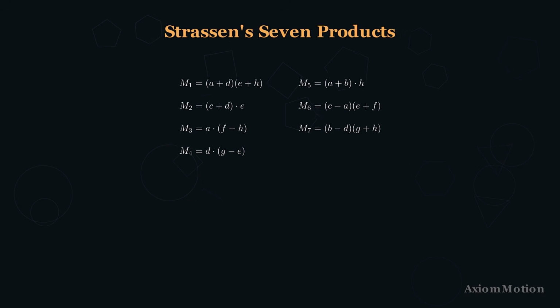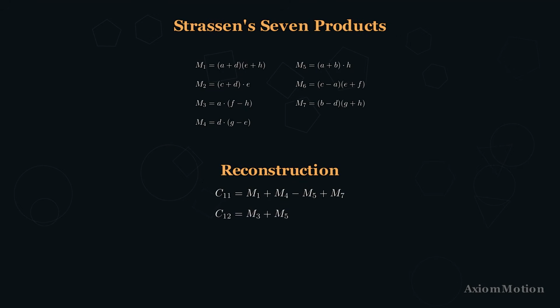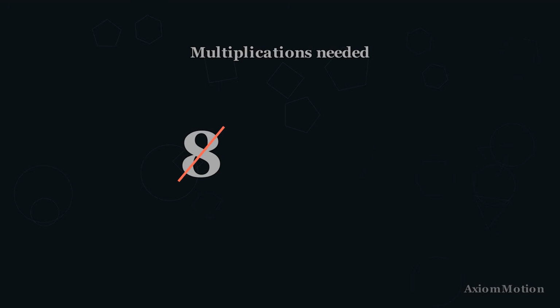Now here is the magic. From these 7 products, you can reconstruct all 4 entries of the result matrix. The top left entry equals M1 plus M4 minus M5 plus M7. The top right equals M3 plus M5. The bottom left equals M2 plus M4. And the bottom right equals M1 minus M2 plus M3 plus M6. Count the multiplications. 7, not 8.